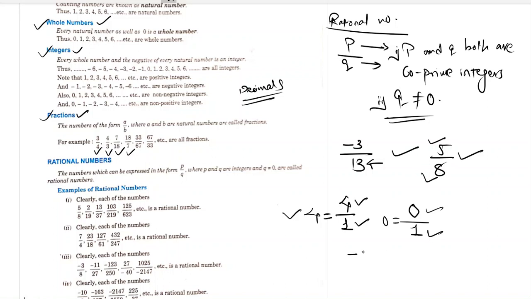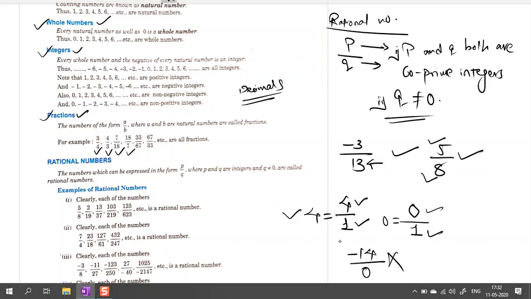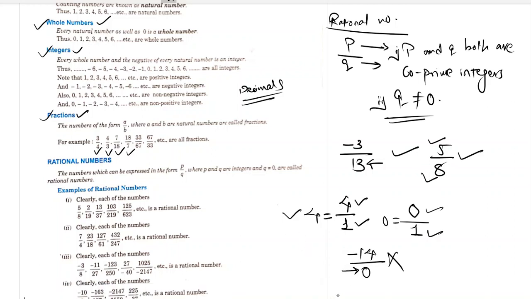What about minus 14 by 0? Is it a rational number? No, it's not a rational number. Why is it not a rational number? Because the denominator is 0. It can't be 0. The denominator should never be 0. So this is something about rational numbers, right? Let's go ahead.